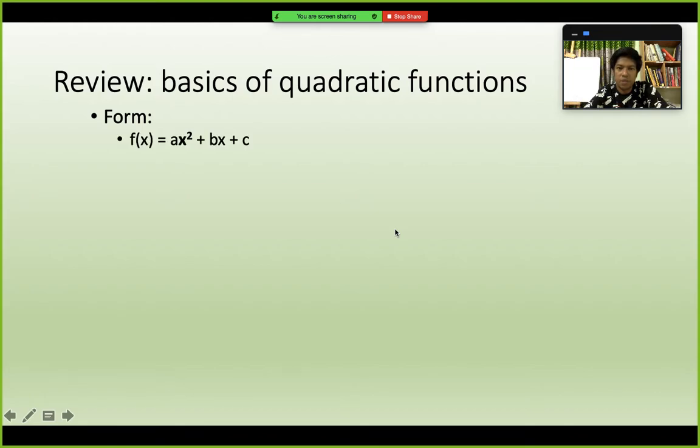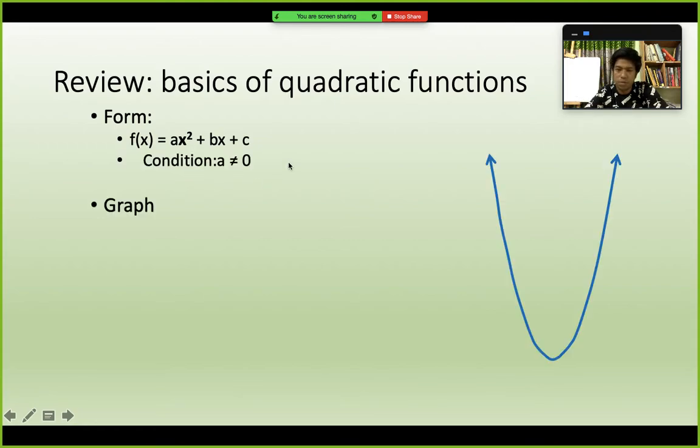So the basic form of quadratic functions is ax squared plus bx plus c, where b and c can be 0, but a should not be 0. A has to be some number always. Some number means not 0. Other than 0, it can take anything else. This is the graph of the quadratic function if the value of a is positive. And this is the vertex. This is the line of symmetry.